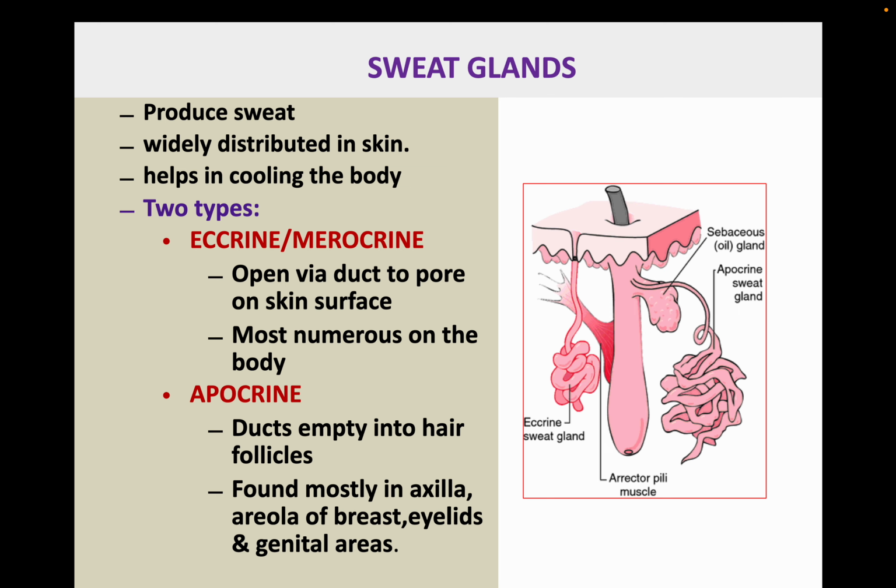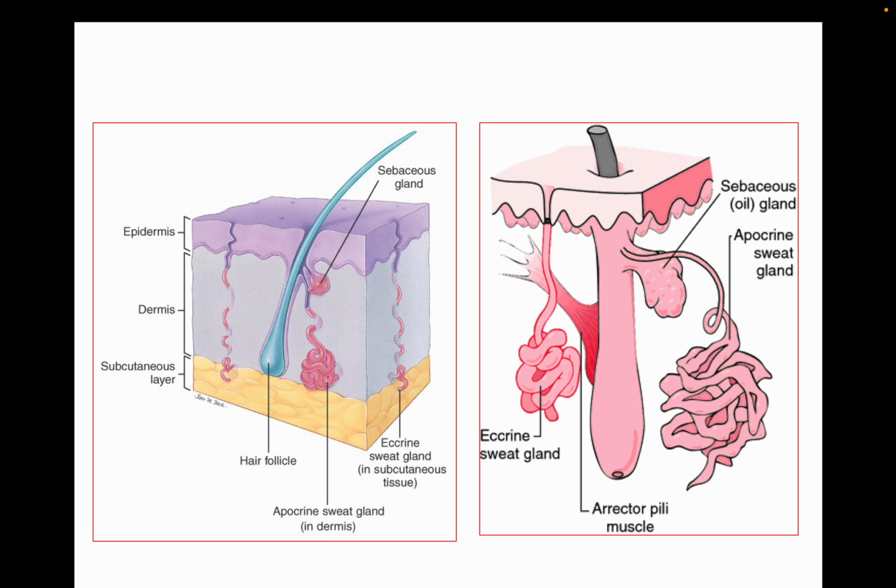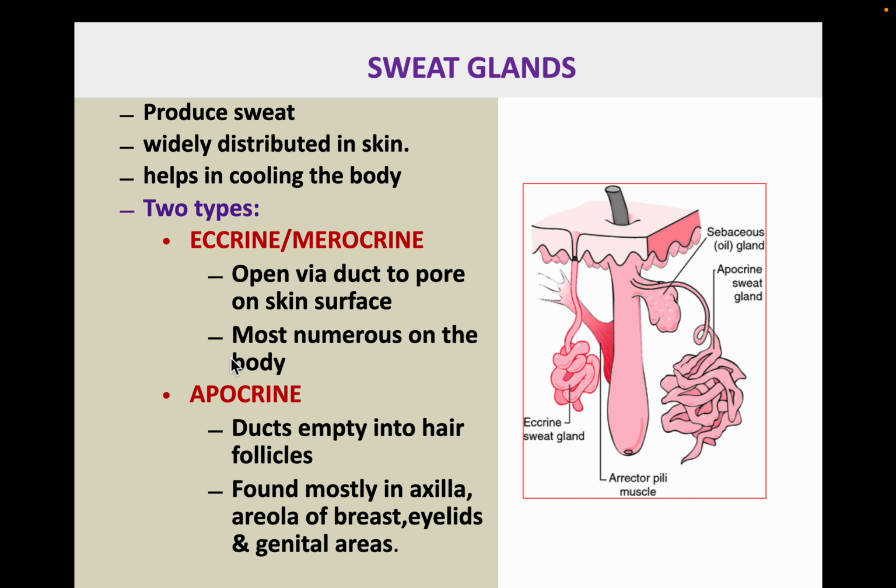Then sweat glands, they produce sweat, widely distributed in skin, helps in cooling the body. Two types of sweat glands are there, eccrine or merocrine and apocrine. So eccrine opens via duct to pour on the skin surface, you can see here, and is most numerous on the body. Apocrine ducts empty into hair follicle, found mostly in axilla, areola of breast, eyelids and genital areas. So these are the two types you can see. This is the apocrine gland, this is the eccrine or merocrine gland.